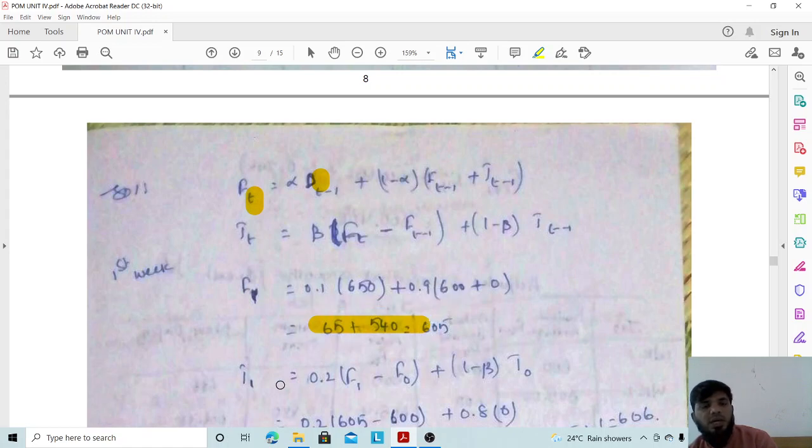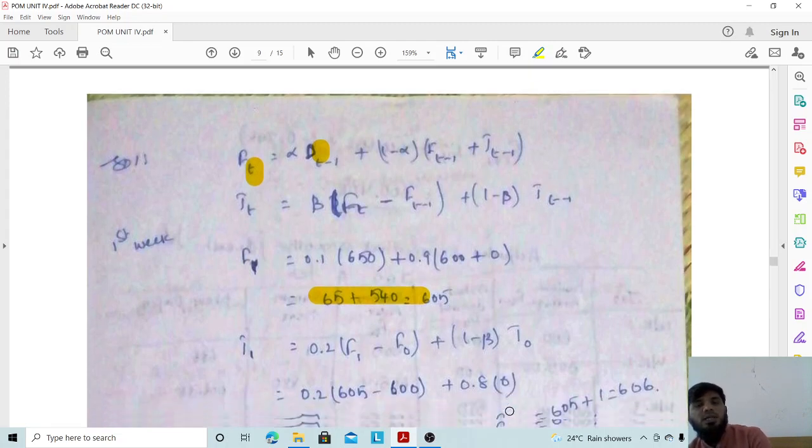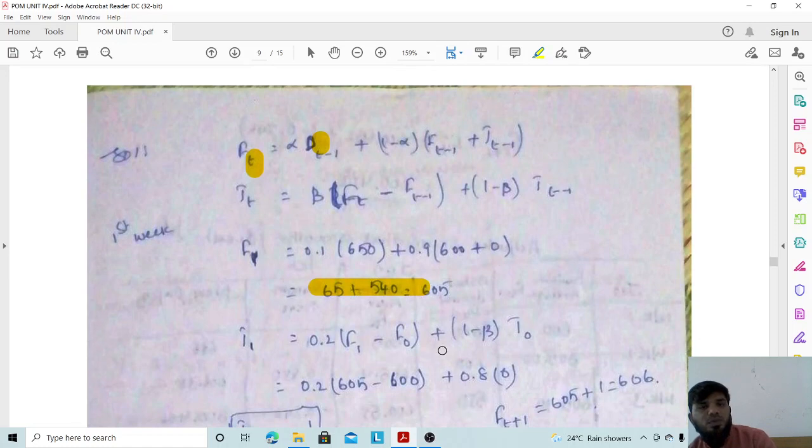Then you are doing the trend for the first week, that is 0.2 of (F1 minus F naught). F1 is nothing but the forecast of this month, 605, minus F naught. What is F naught? The previous forecast, 600, plus (1 minus beta) of T naught. Beta is given as 0.8... sorry, 1 minus beta value is 0.2. You substitute that value and you are going to get the answer.